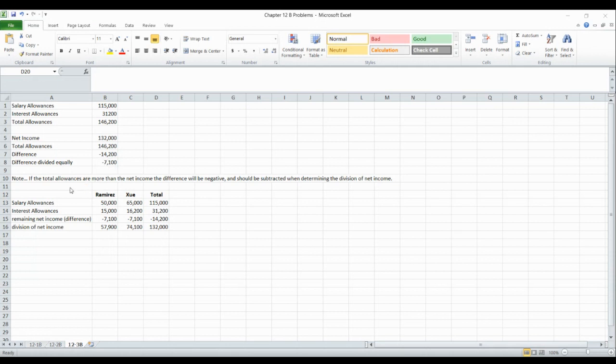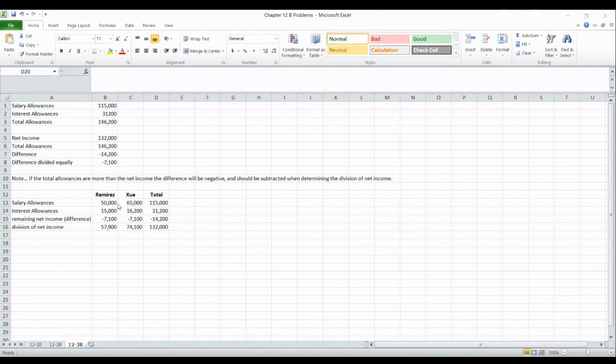I put on here a notation for you to help you to understand what went on. The total allowances are more than the net income. The difference is going to be negative and should be subtracted when you're determining the division of net income. So we split the 7,100 amount or difference that was more for the allowances than the net income. We split the amount as 7,100 between each partner.